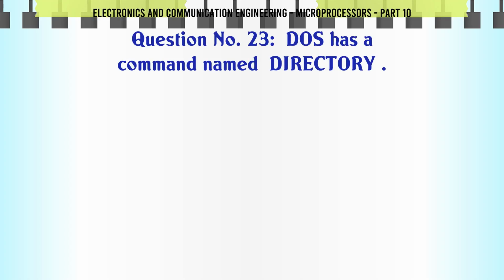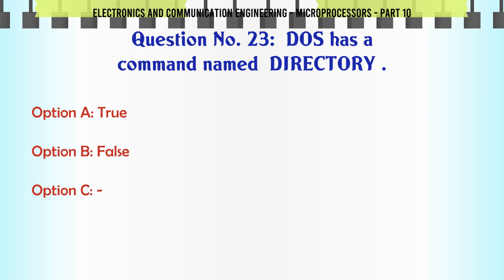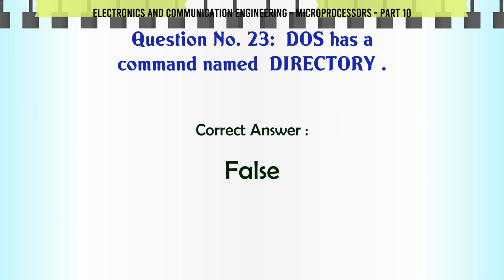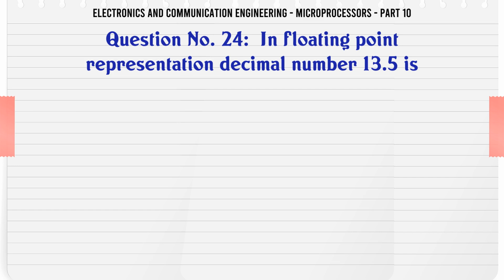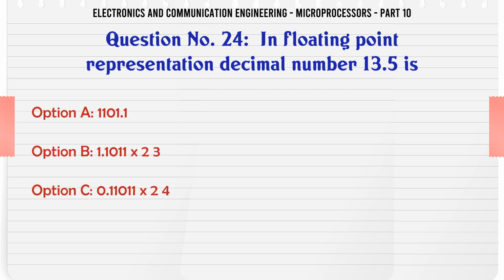DOS has a command named directory. A. True. B. False. The correct answer is false. In floating point representation, decimal number 13.5 is A.